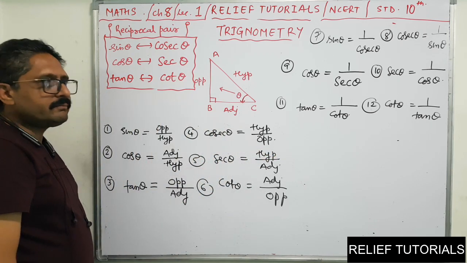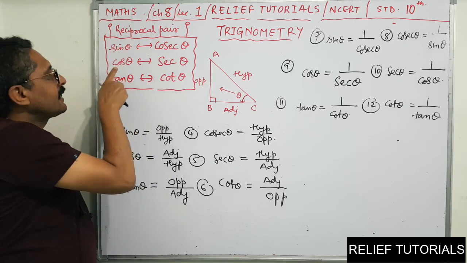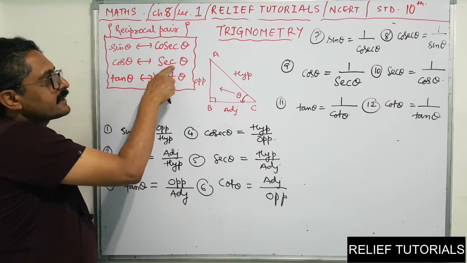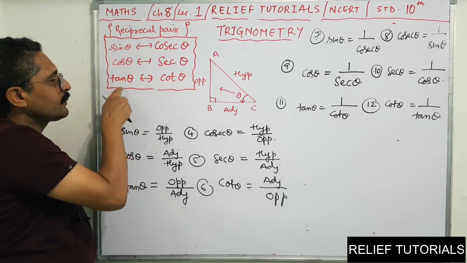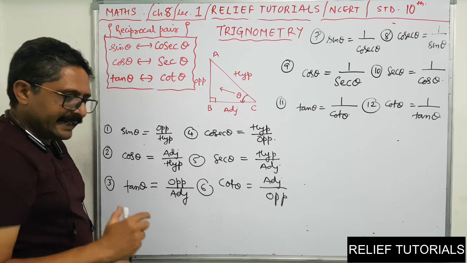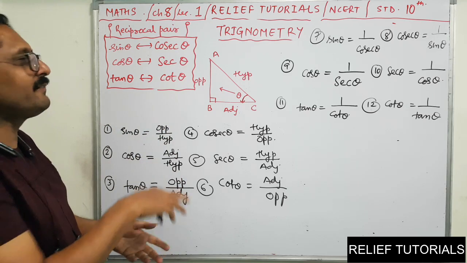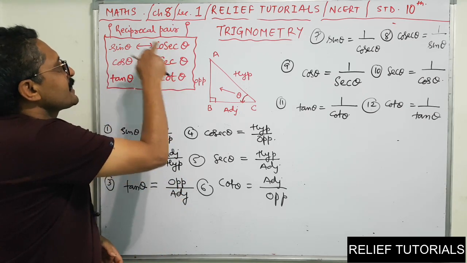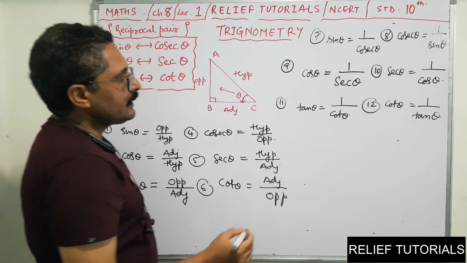Have you got it? So sin theta is 1 upon cosec theta, cosec theta is 1 upon sin theta, cos theta is 1 upon sec theta, sec theta is 1 upon cos theta, tan theta is 1 upon cot theta, and cot theta is 1 upon tan theta. In English we can say that sin is the reciprocal of cosec, but mathematically we say sin theta is 1 upon cosec theta, and cosec theta is 1 upon sin theta. Clear? Now, see.